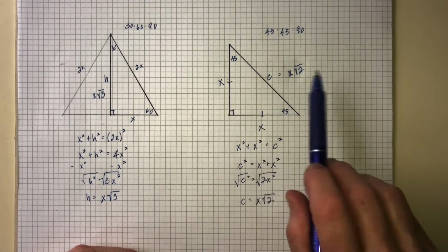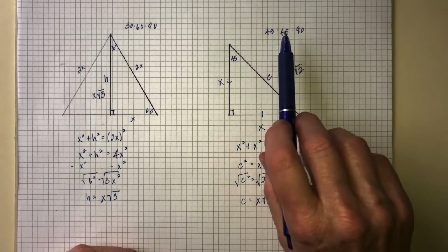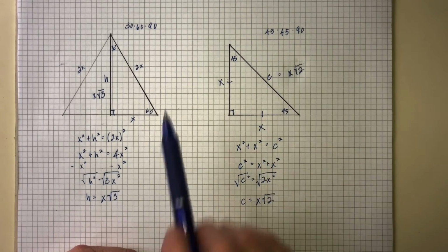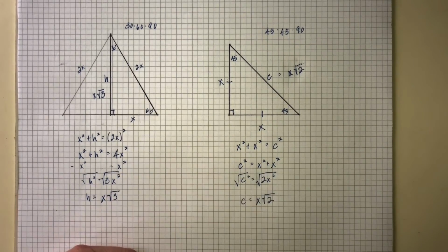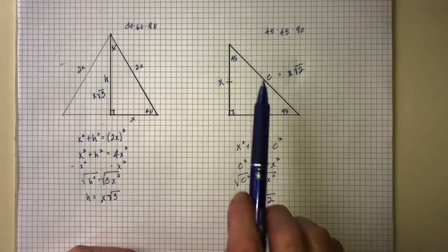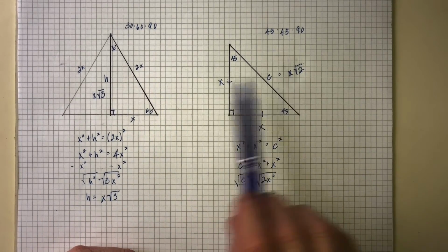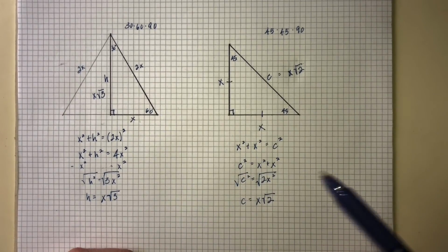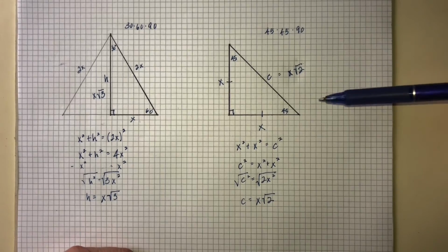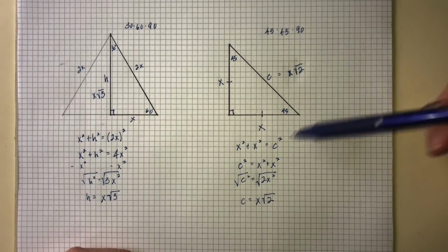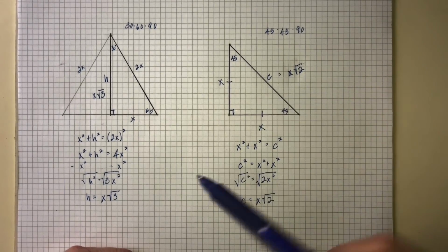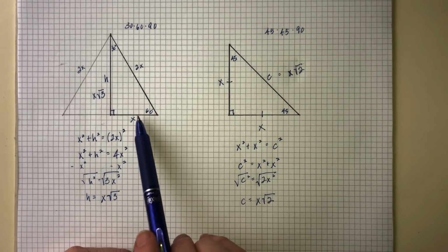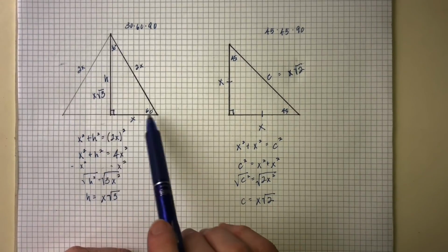So x, x, x root 2 for your 45, 45, 90. And x, 2x, x root 3 for your 30, 60, 90. And these are worth memorizing, these side length ratios, but it's also helpful to know where this comes from. So if you ever are stuck in a situation and you can't remember what these ratios are, be confident you can figure this out because now you know where this comes from.